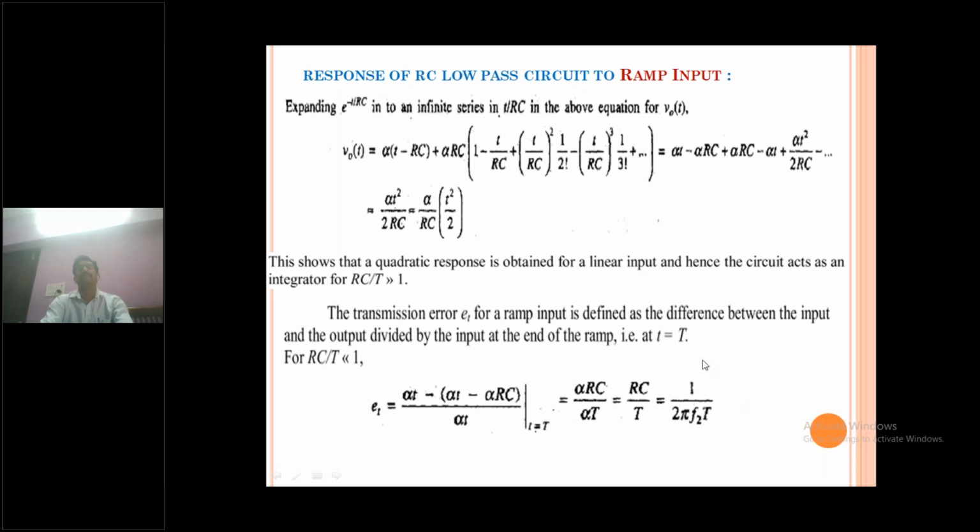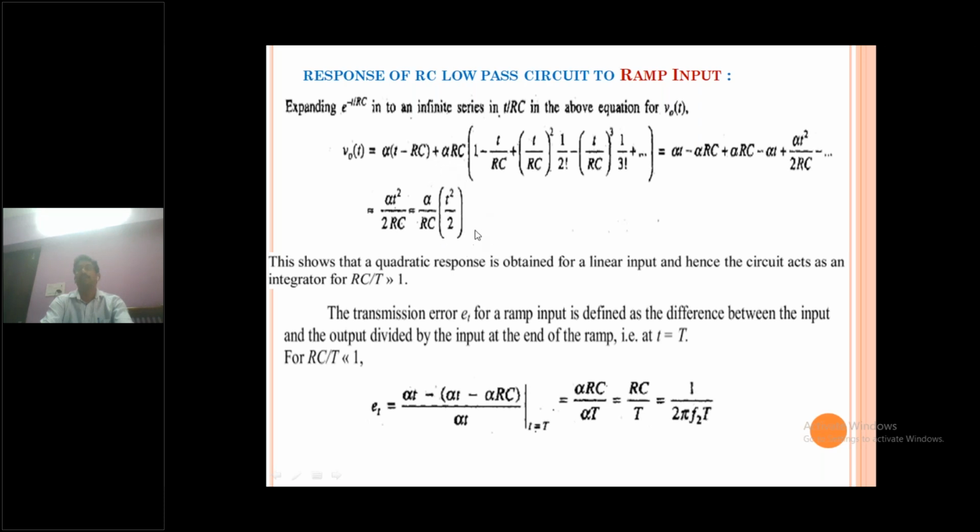So we know the expansion of e^(−x). The expansion of e^(−x) is 1 − x + x²/2! − x³/3!, and so on. You have to expand it and simplify it. The resulting answer is V0(t) = (α/RC)·(t²/2).